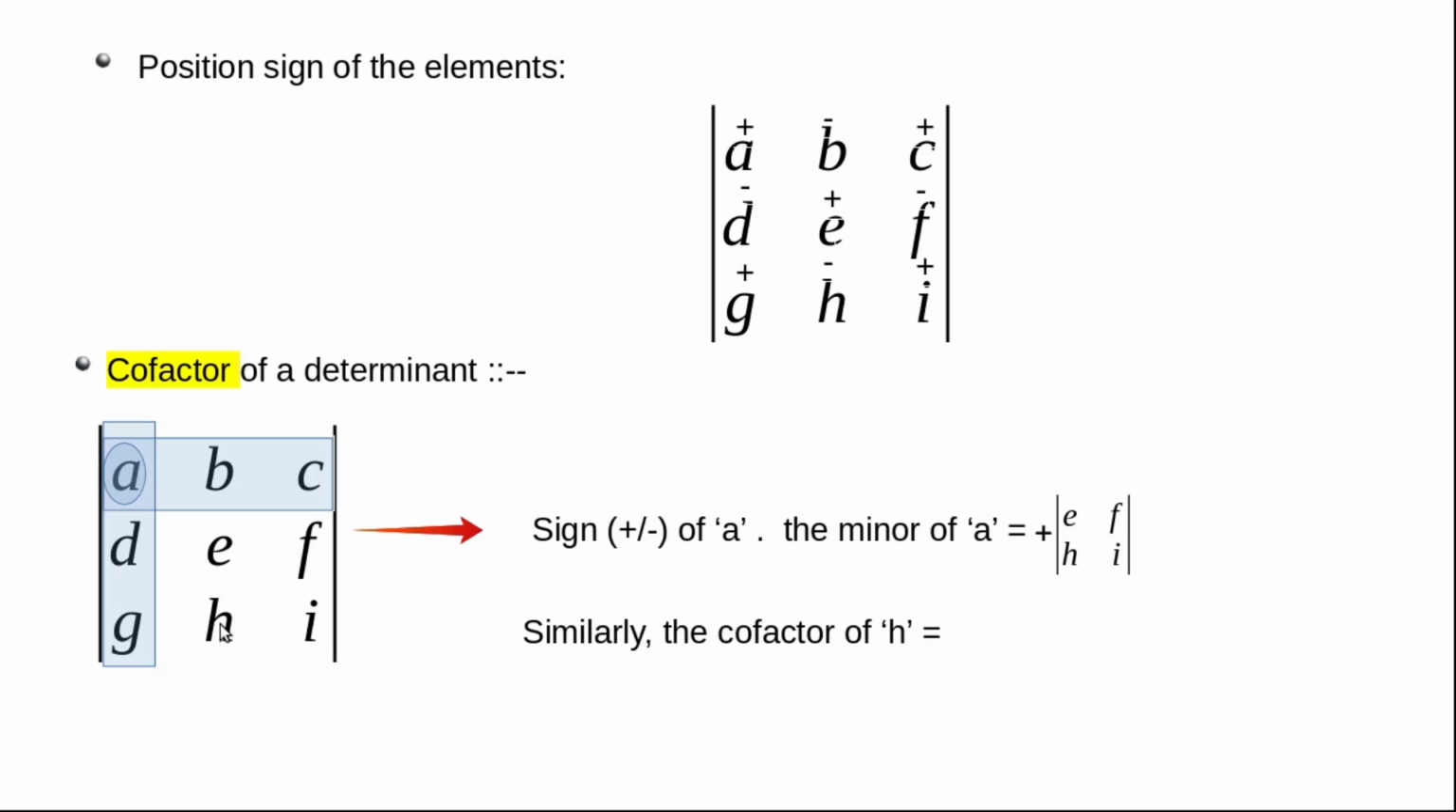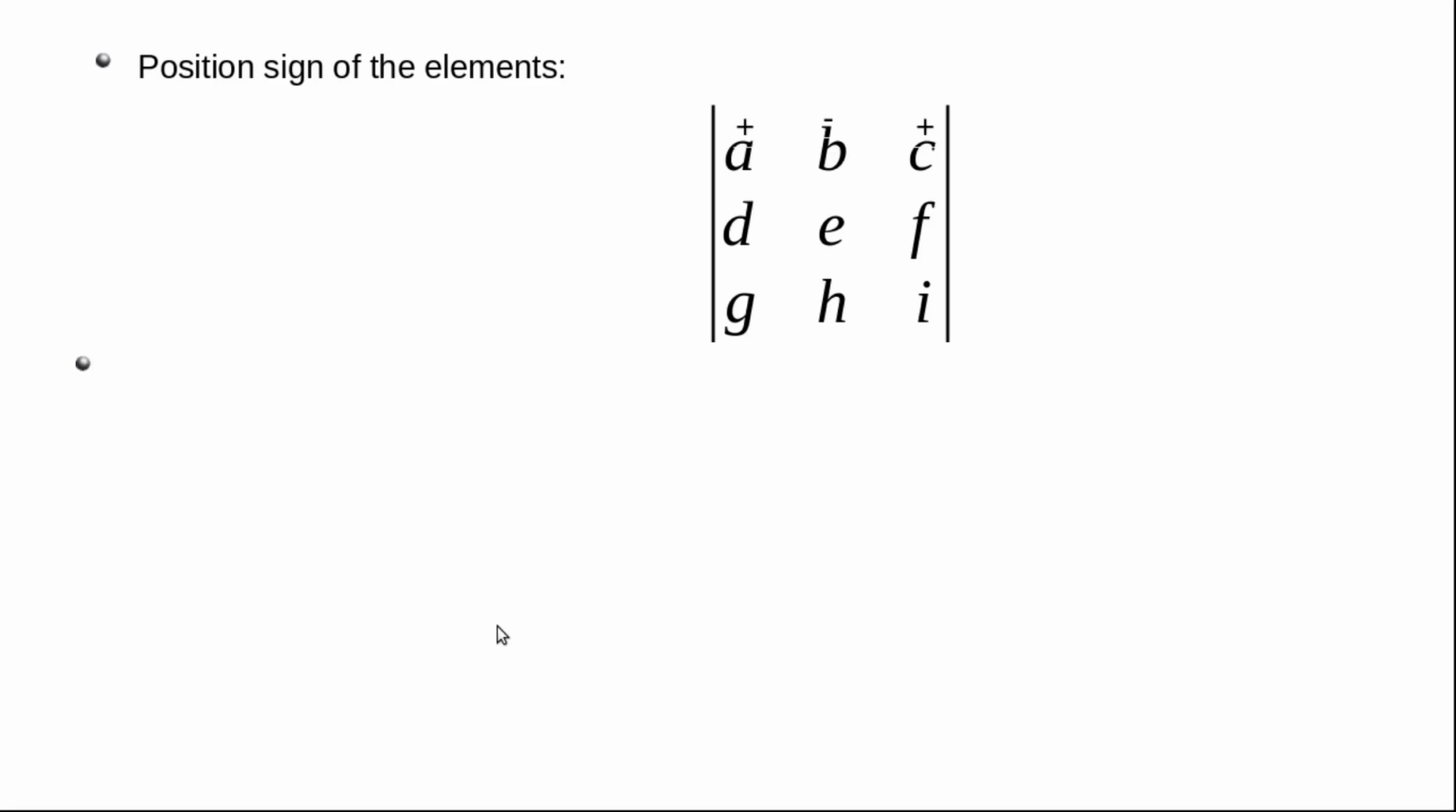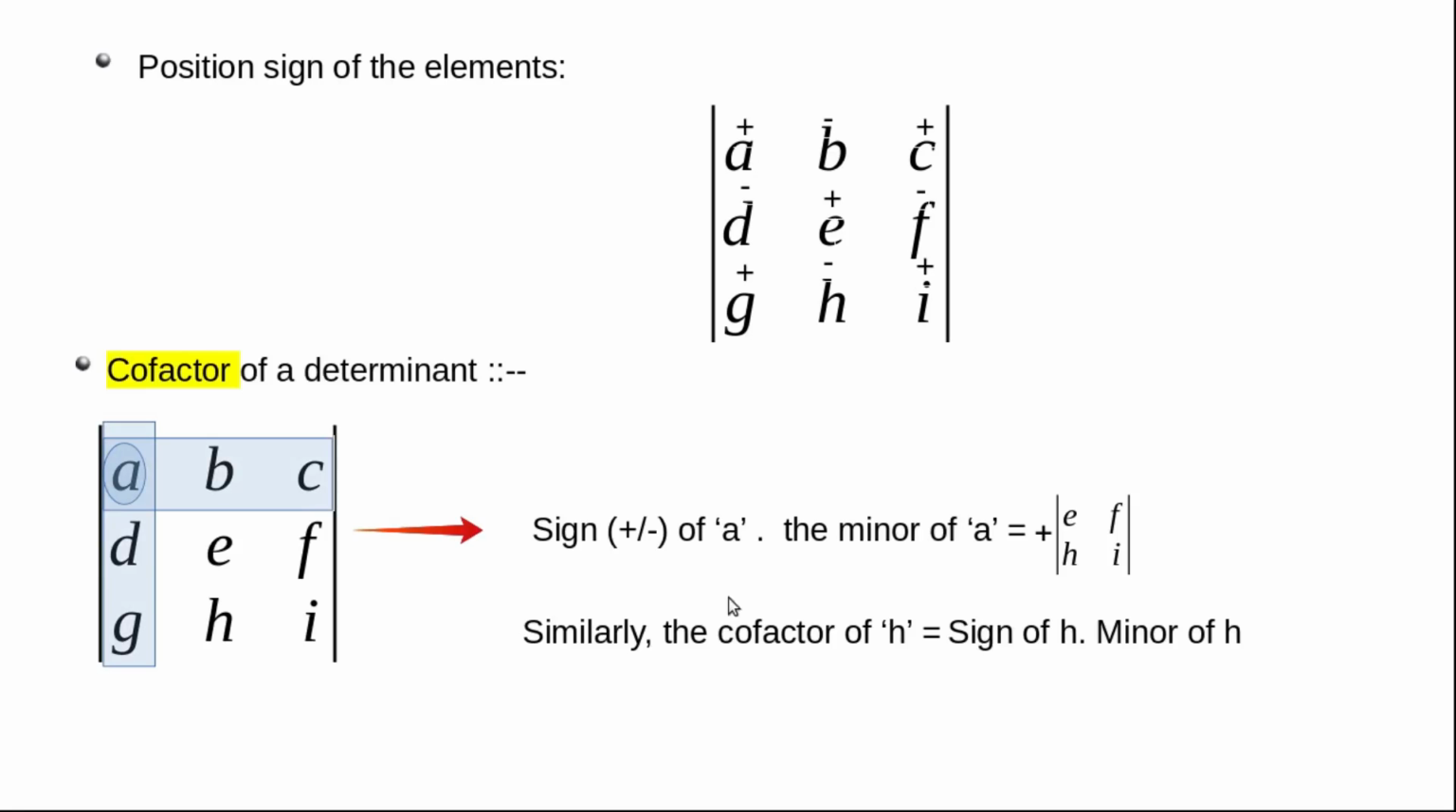We are finding the cofactor of H. Then we have to suppress the row containing H and the column containing H. So you will have the minor as A, C, D, F and the sign of H. The cofactor of H is equal to the sign of H into the minor of H. The sign of H here is minus and the minor of H is A, C, D, F.